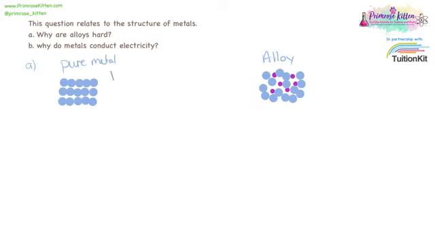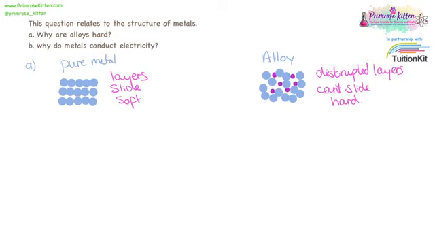So pure metal has layers. Layers can slide, making it soft. An alloy has no layers or disrupted layers, which means it can't slide, making it hard.